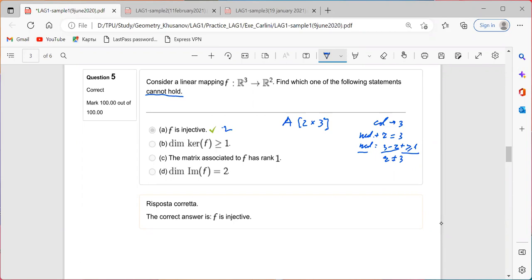B is true. C and D may be true, may be wrong. We cannot exactly say that C or D will be wrong. That's why the correct answer will be A.